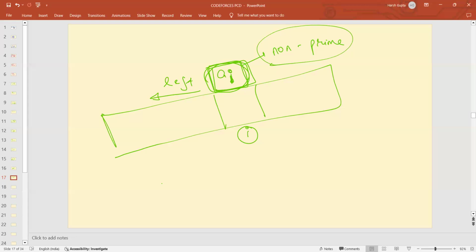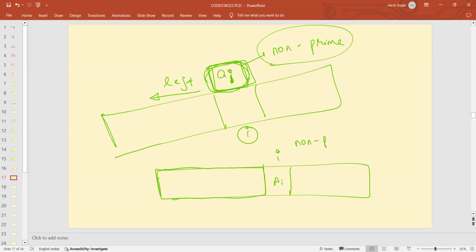What am I trying to do? I am talking of any index i. For this particular index i, I am trying to check, does there exist any number towards the left of this index i, which when added with A[i] gives me a non-prime number? If there exists any such number, simply print the index of that number and this index i, and the job is done. Does everyone agree with me on this?